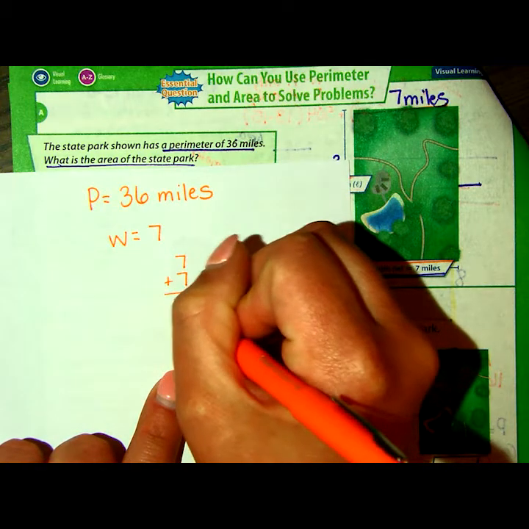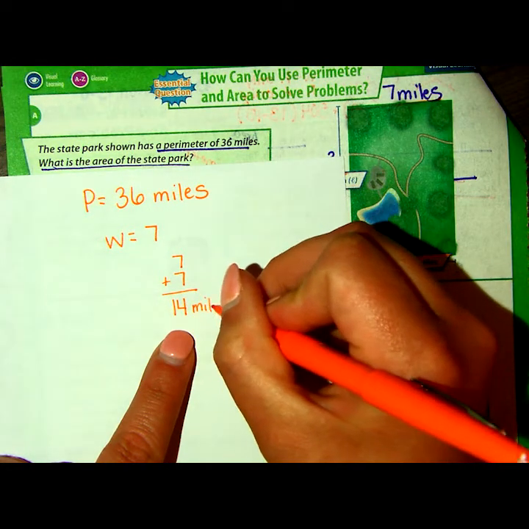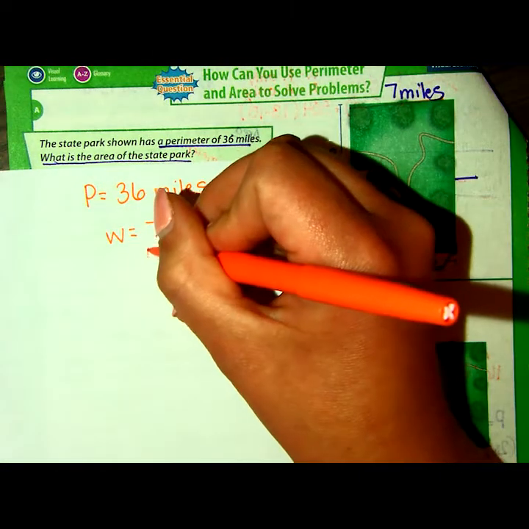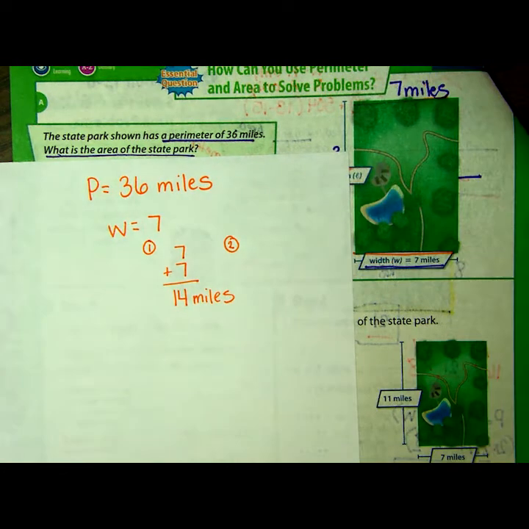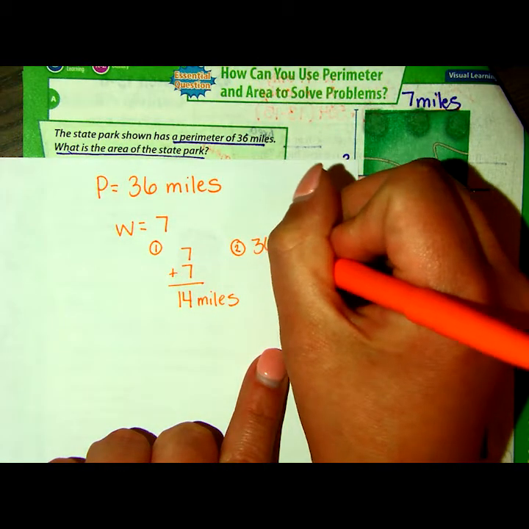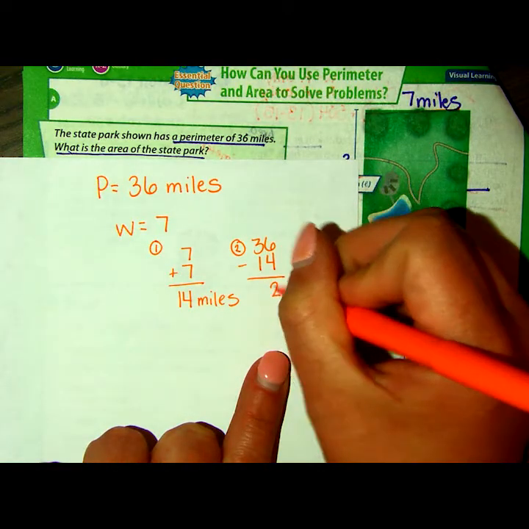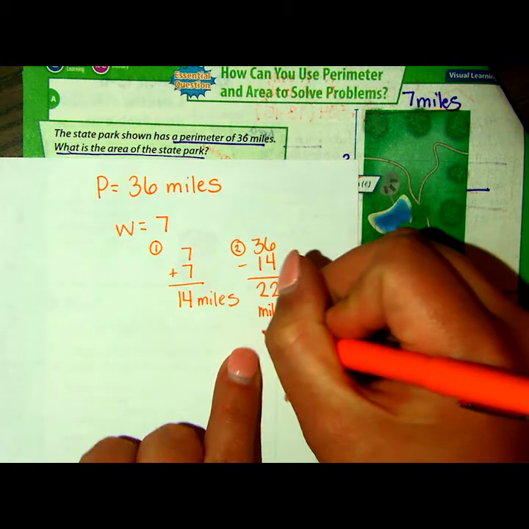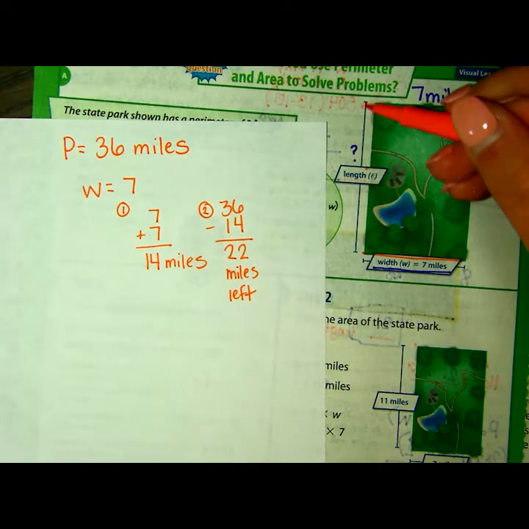So far, out of our 36 miles, it's like we've used up 14 miles on the top and the bottom of the state park. Now, that's step 1, add. Step 2, we're going to take that away to figure out how many miles we have left for these two sides. So let's take our total perimeter of 36 and subtract the 14 we've already used. I know that 6 minus 4 is 2 and 3 minus 1 is 2. So we have 22 miles left.